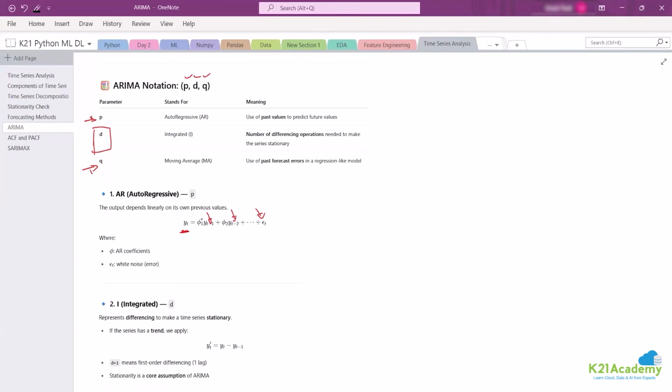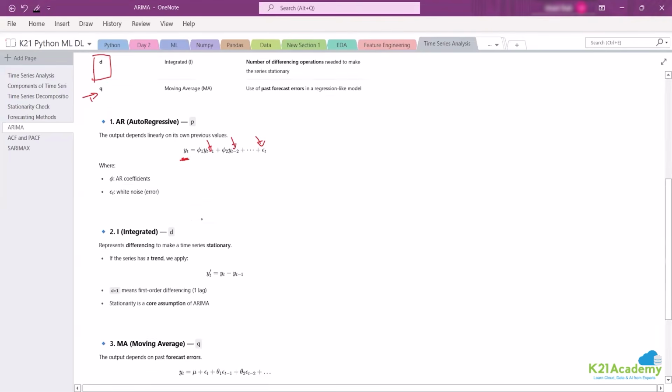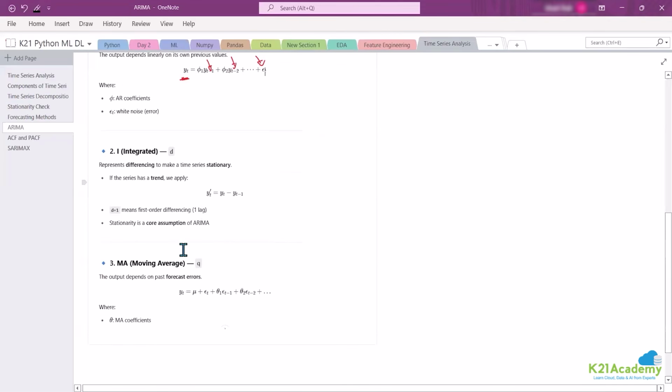Okay, so there is another method. It is the moving average component, and this is the equation for this moving average. Here the output depends upon its own past errors. Mu is nothing but the mean value.